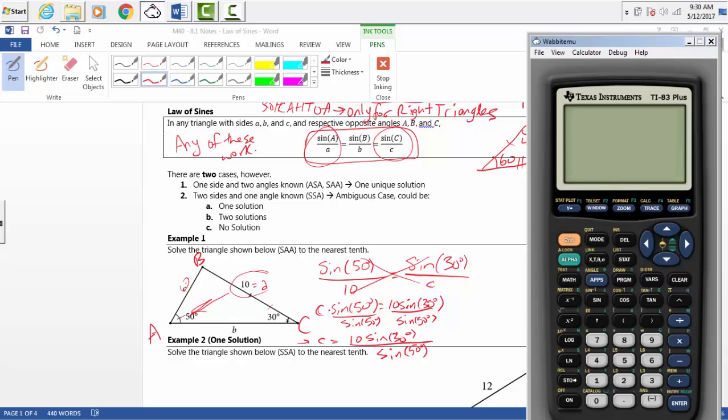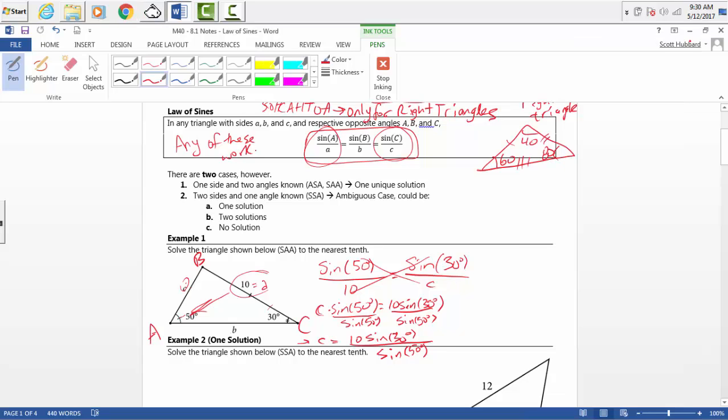So 10 sine 30 degrees. Let me make sure, hold on. This problem is in degrees, so let's make sure we're in degrees. Okay, I am good. So 10 sine 30 divided by sine 50. There you go. So I found that c was roughly equal to 6.53.